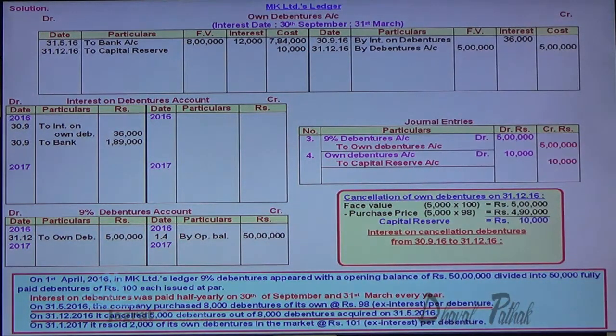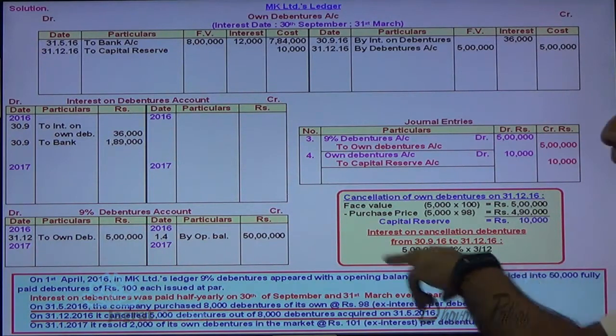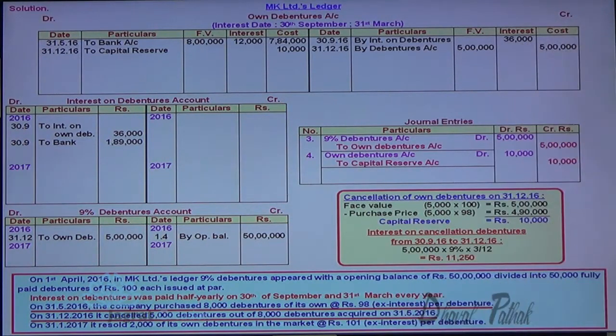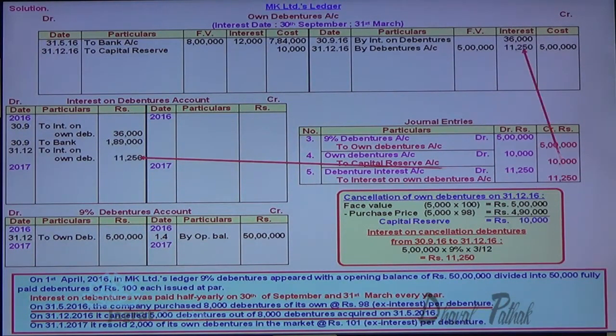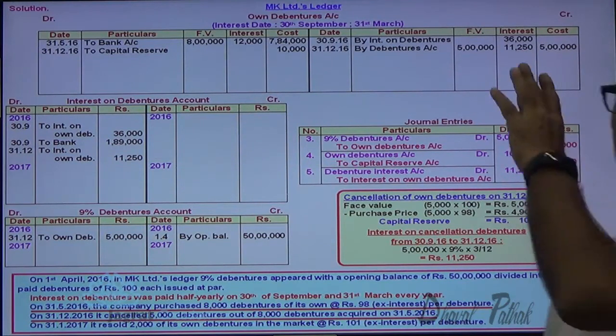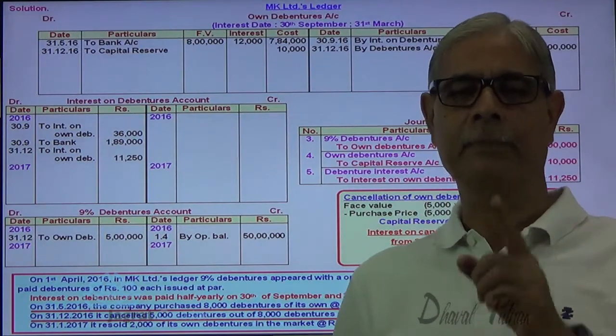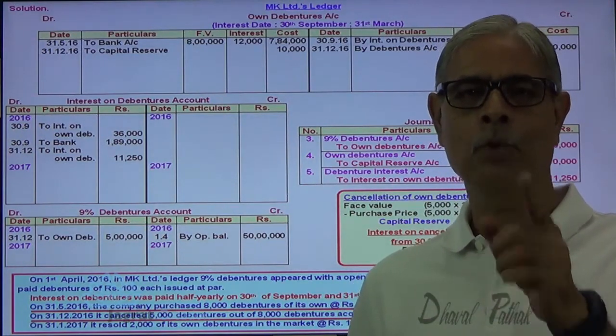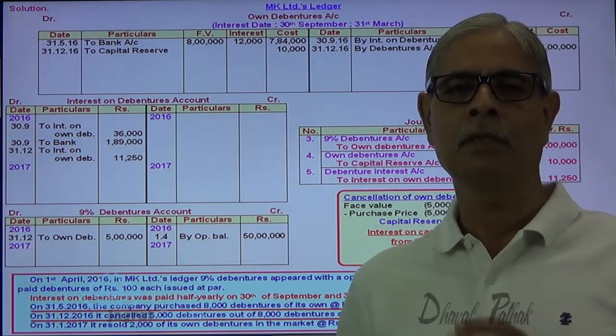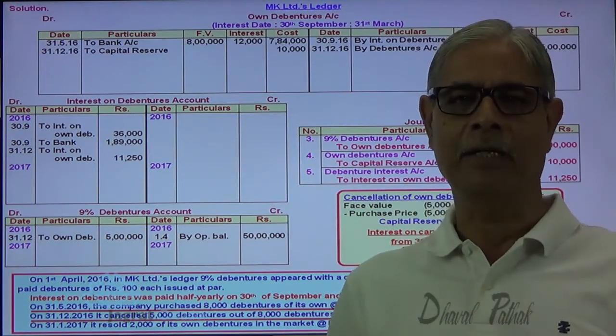So, 3 months interest on own debenture will be recorded. Interest on cancellation of debenture is for 3 months: 5 lakhs into 9% into 3 months. This is the interest. Debenture interest account debit to interest on own debenture account credit. This is how the entry is to be recorded. So, this is how cancellation entry is done. For cancellation, debenture liability account debit to investment in own debenture account credit.